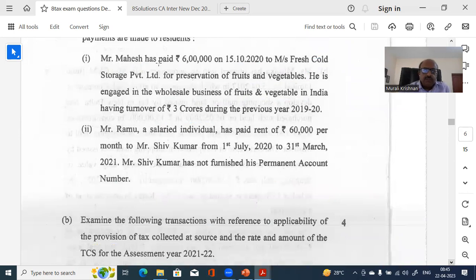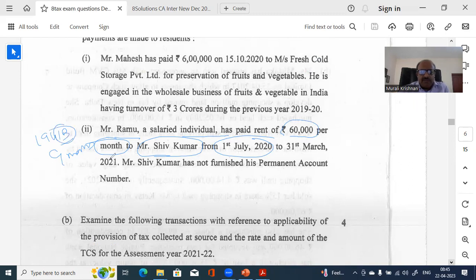Now, what is the next question? Ramu, a salaried individual, has paid rent of 60,000 per month to Shiv Kumar from 1st July to 31st March. So how many months? 9 months. Now, he is a salaried individual. Therefore, 194-IB will come. IB or M, I don't remember. Now, there the benefit is given, and he doesn't furnish his permanent account number. Shiv Kumar has not furnished it. So, Ramu is supposed to deduct TDS.